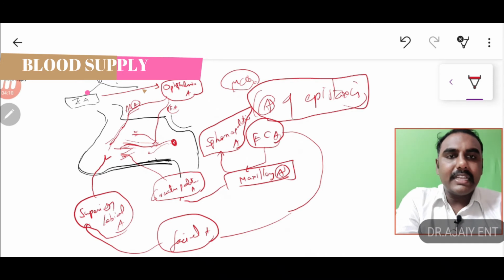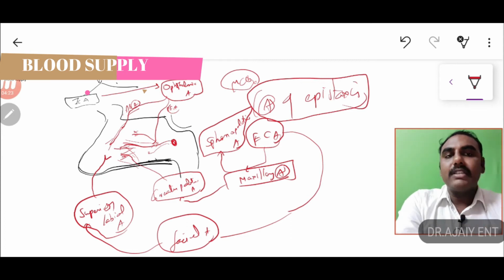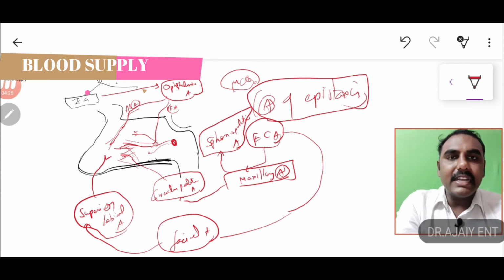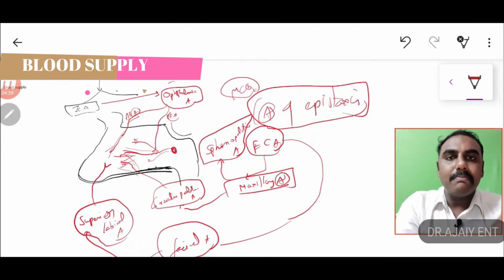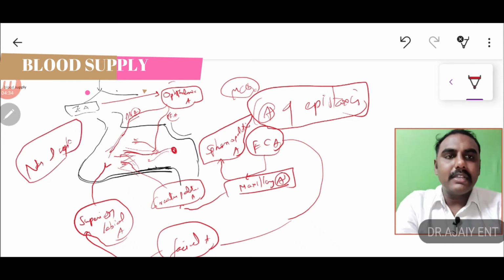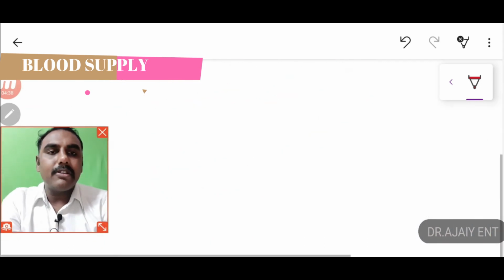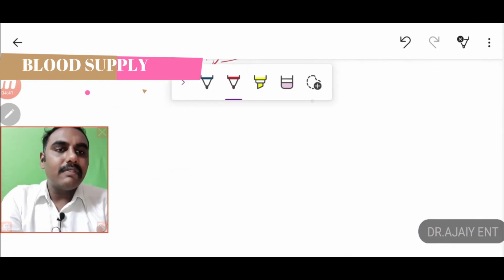The next branch from the maxillary artery, the greater palatine artery, supplies the floor and the palatine area of the nose. From the facial artery there is a branch, the superior labial artery, which supplies the anterior and inferior part of the nose. This is regarding the anatomy of the blood supply of the nasal septum.